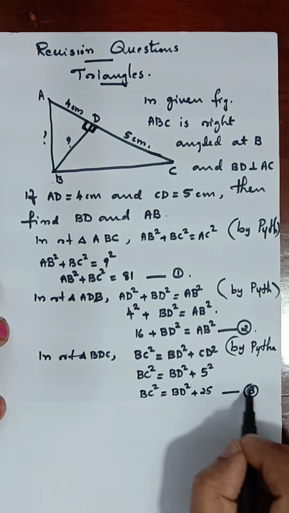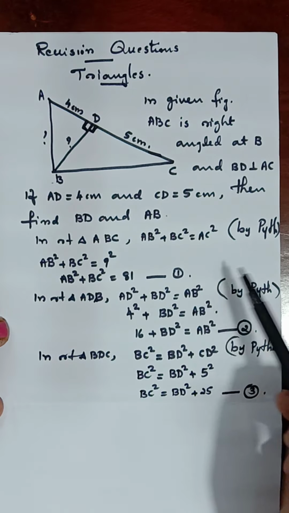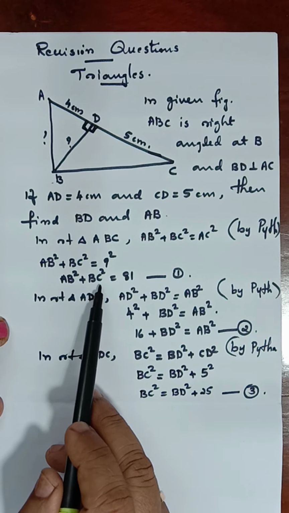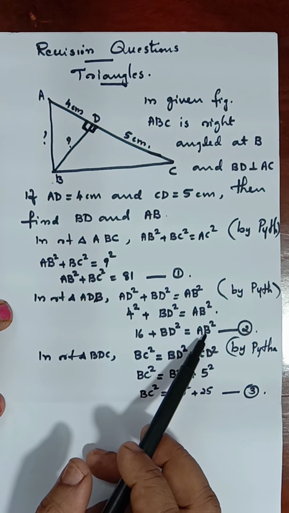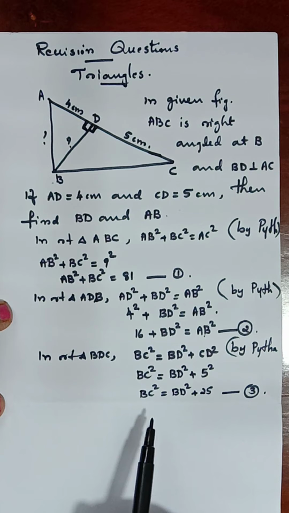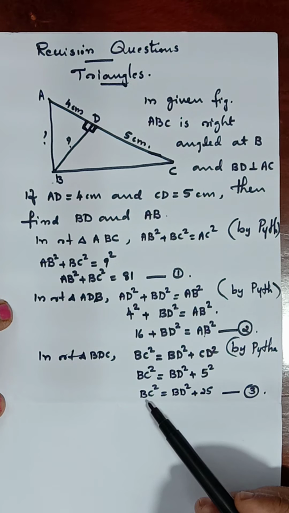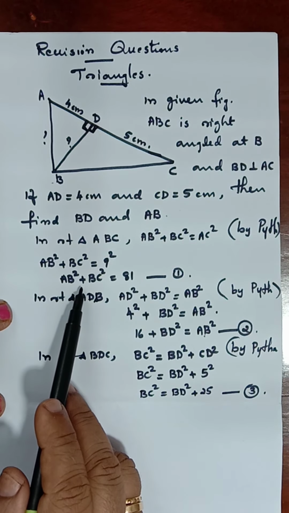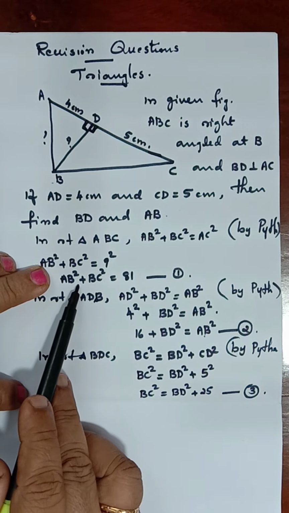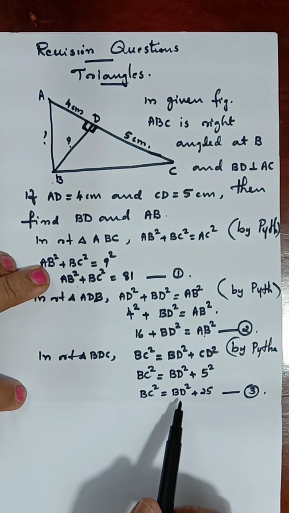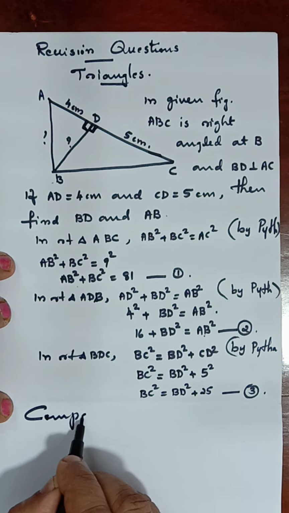Okay. Now compare these equations 1, 2 and 3. In equation number 1, you can see AB square plus BC square. And don't you see in equation number 2 what AB square is? So this AB square is given in equation number 2 and BC square is given in equation number 3. So instead of AB square and BC square, we have to substitute these in equation number 1. So instead of AB square, it will be 16 plus BD square, plus, instead of BC square, BD square plus 25.